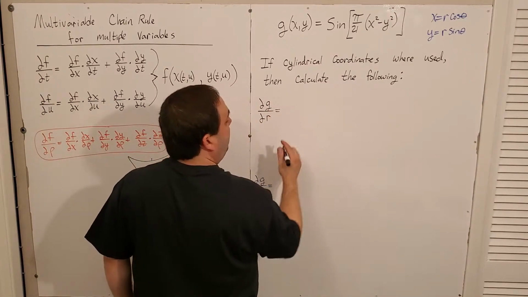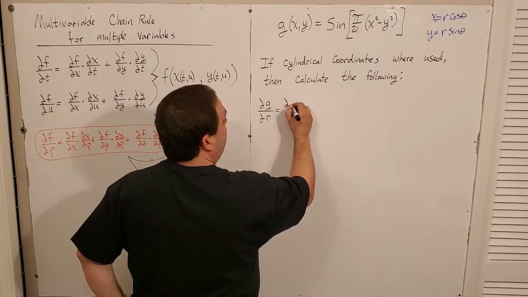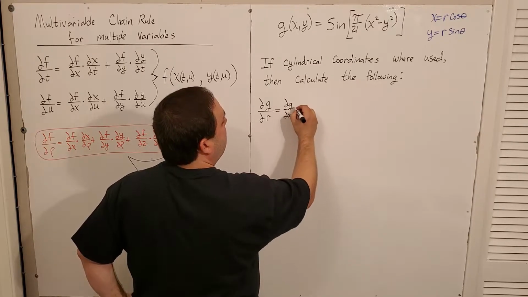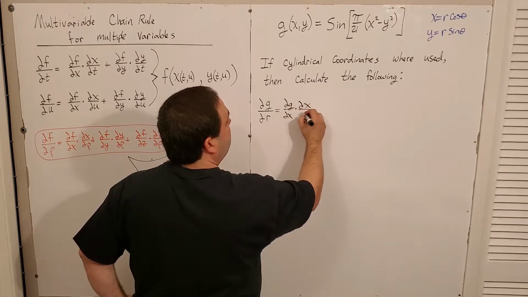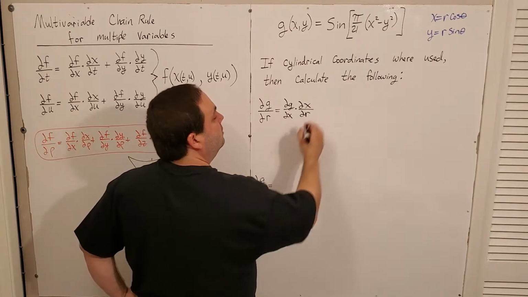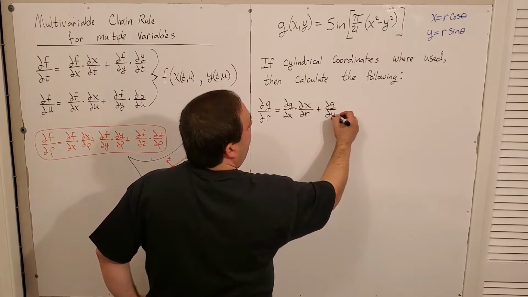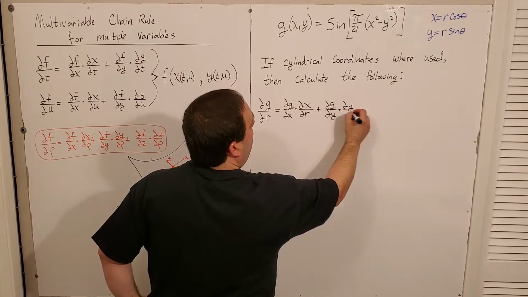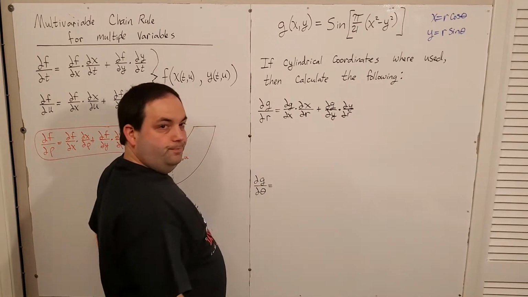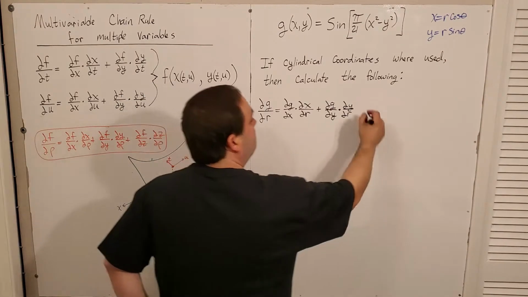Let's write out the format that I'm going to be using here. That's going to be the partial of g with respect to x times the partial of x with respect to r, plus the partial of g with respect to y times the partial of y with respect to r.